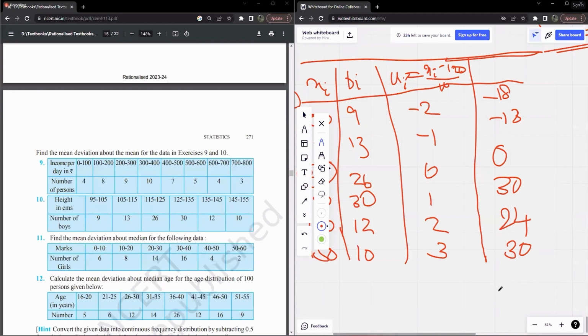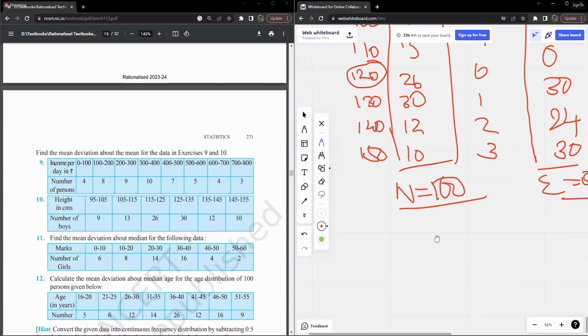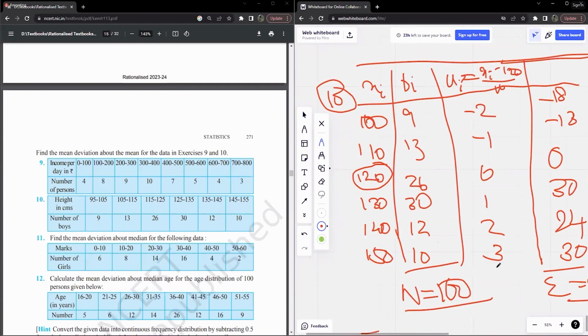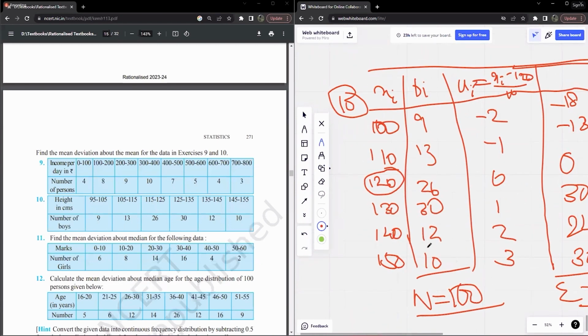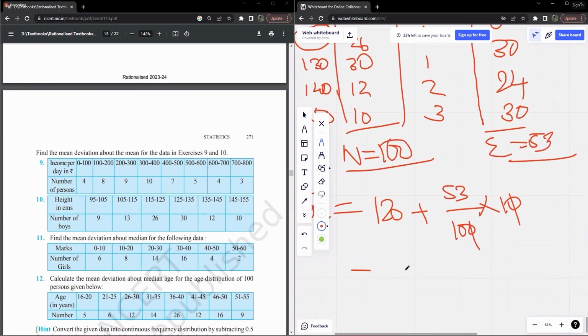Sigma is 53. Right? And sigma fi is basically n, which is 10, 30 is 40. Then you have 25, that's 65. 65 and 35 gives me 100. So we have the mean x bar to be equal to your A, that is 120, plus this sigma 53 divided by this n, that is 100, into the class size, that is 10, right? Which is basically 125.3.